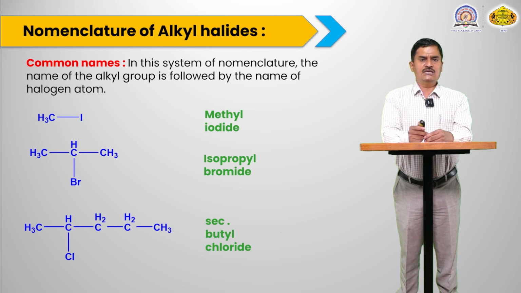Then another example, CH3, CHBr, CH3. Here the bromine atom is attached to the middle carbon, and the name of this R group is the isopropyl group, hence the common name of this compound is isopropyl bromide. And another example: there are 4 carbon atoms and the halogen is attached to carbon number 2. So the name of this alkyl group is the secondary butyl group. The common name of this compound is secondary butyl chloride.